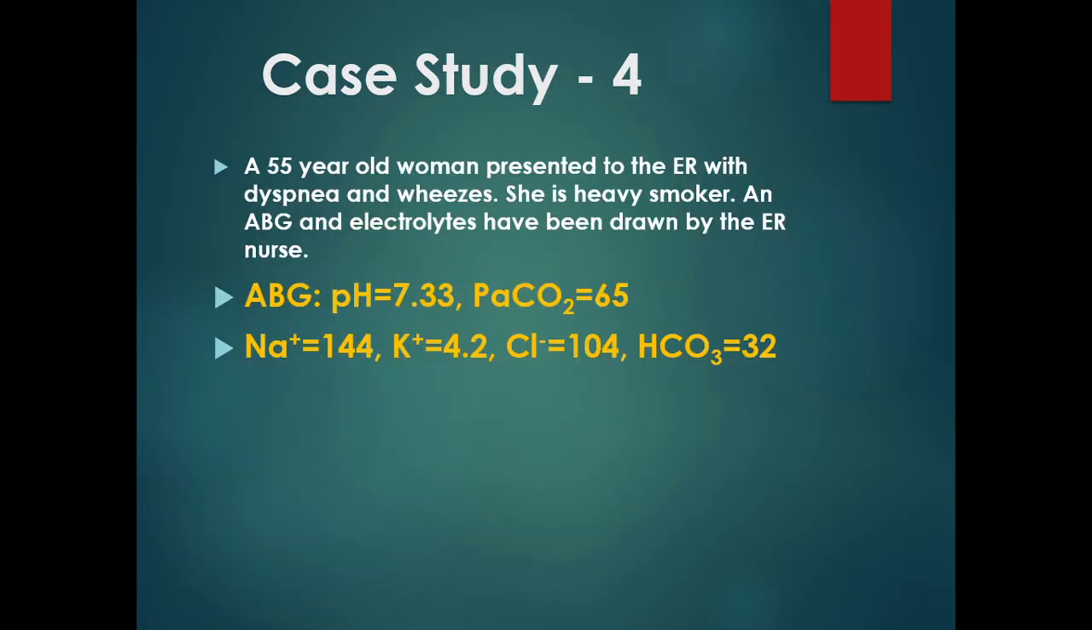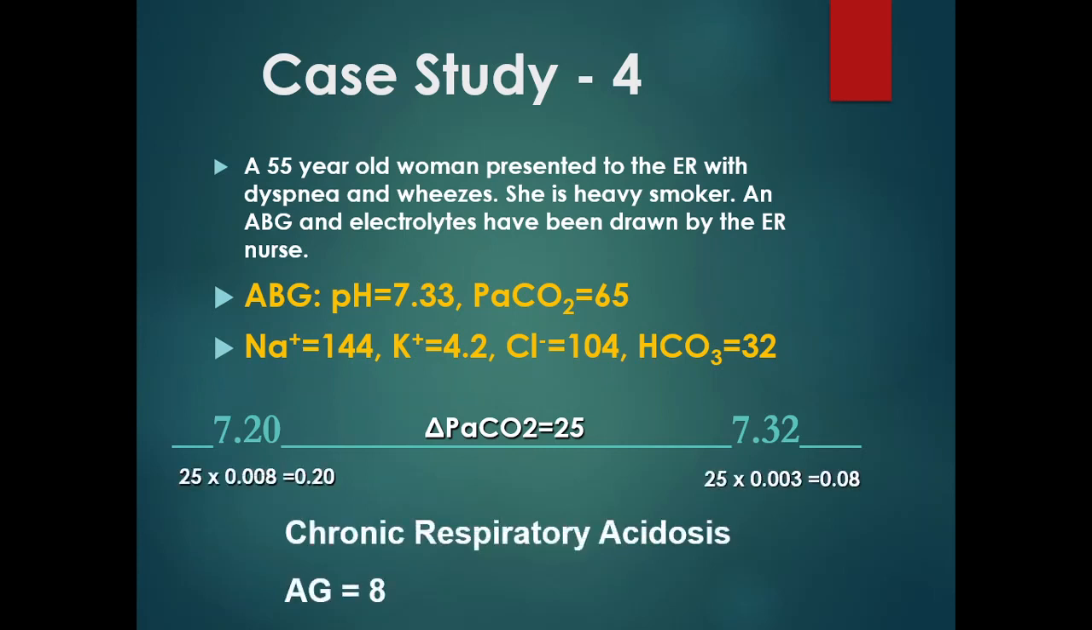We apply the rules. The delta PCO2 from 40 to 65 is 25. You multiply it by 0.008 for the acute, that will give you a pH of 7.20, and 7.325 for the chronic. The patient's pH is 7.33, so this is a chronic respiratory acidosis. So although this patient is presenting with dyspnea and wheezes to the emergency room, there is no major change in his acid-base disorder, and most likely whatever he's presenting with is mild and can be managed in the emergency room.